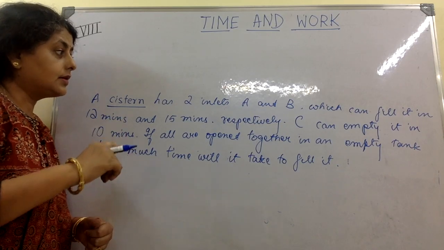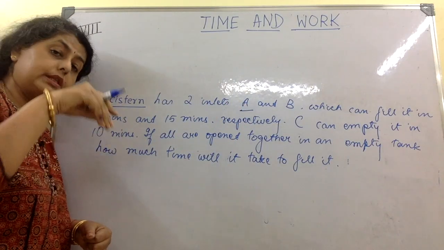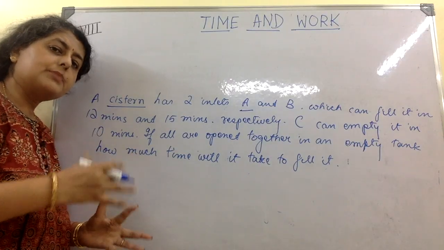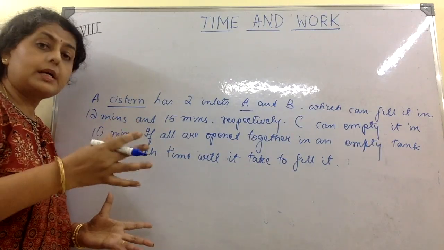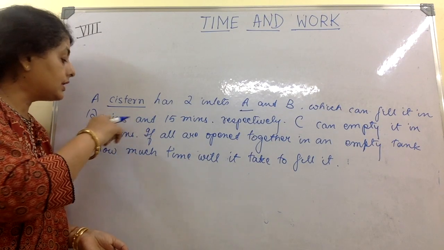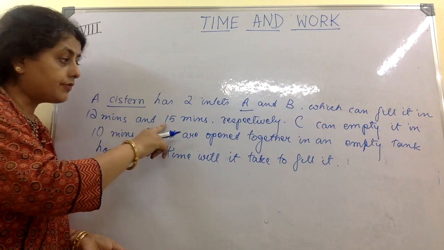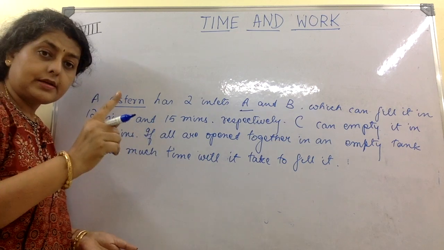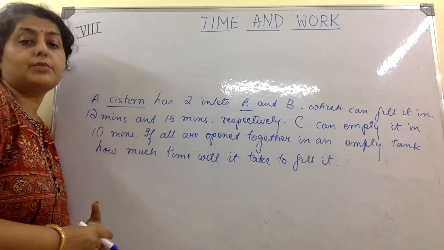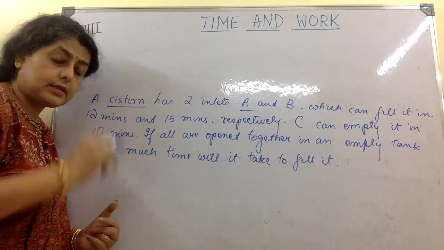One of the inlets, A, fills it in 12 minutes. That is only if A is open. You can say one pipe also. It depends on the diameter of the pipe. If it's a big pipe, it will fill faster. So A fills it in 12 minutes and B fills it in 15 minutes. Now there is a third one which is at the bottom of the cistern and it empties it in 10 minutes. If alone, it will empty the full cistern in 10 minutes.